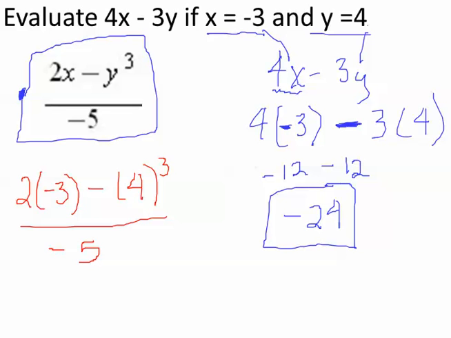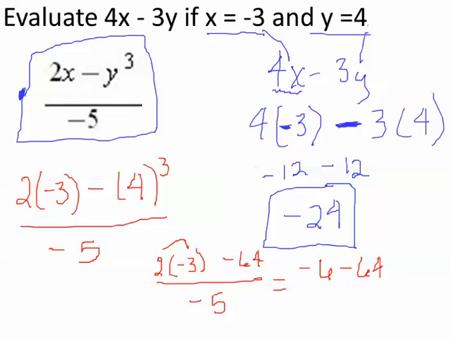So 4 times 4 times 4. 4 times 4 is 16. 16 times 4 is 64. So I'm going to rewrite 2 times negative 3 minus 64 divided by negative 5. Now I look at it again and decide what should I do. I need to do the multiplication. So I'm going to get negative 6 minus 64 over negative 5.